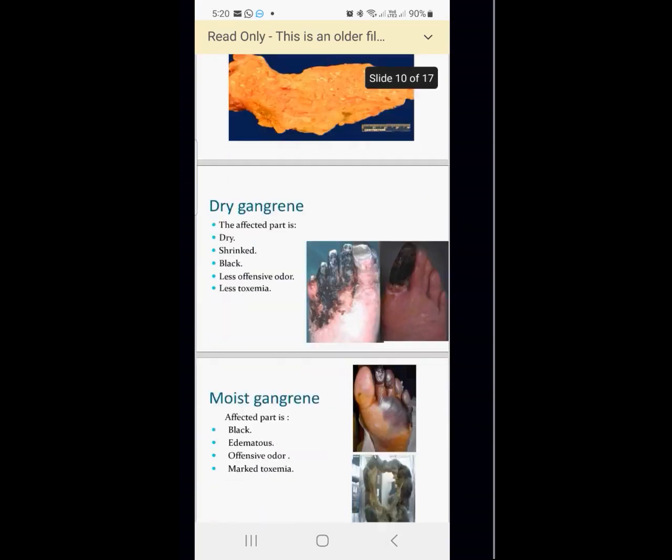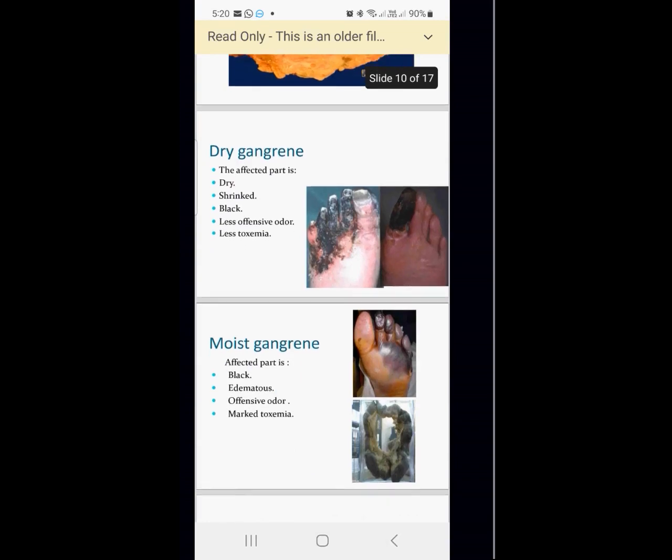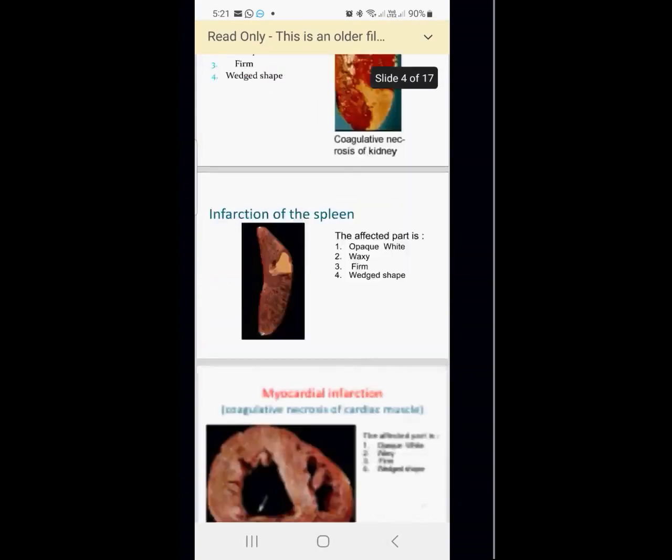طيب. This is a characteristic features of dry gangrene. Affected part dry, shrinked, black, less offensive odor, and less toxemia. Usually gangrene is resulting from ischemia. طيب المويست gangrene بيكون black, edematous, offensive odor, and marked toxemia. هنا a dry gangrene common to occur in the peripheral parts.